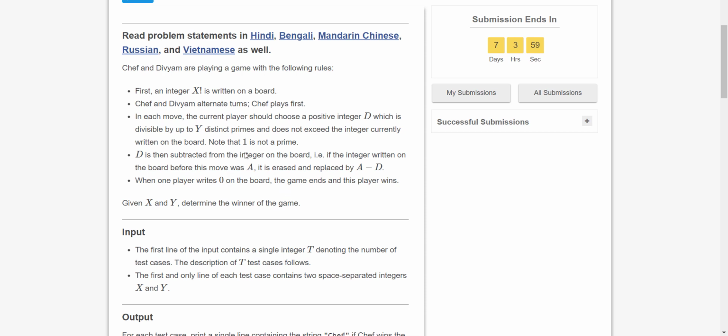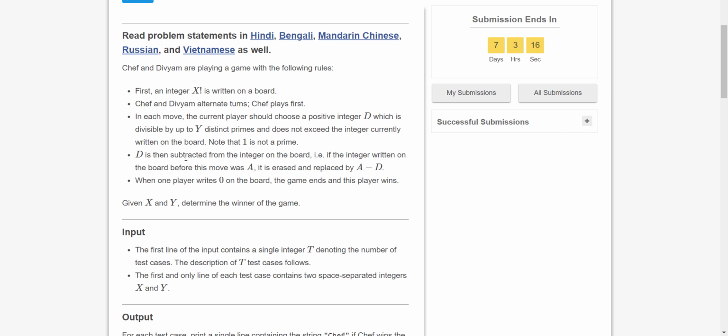Okay, so basically we are given an integer x. So Chef and Divyam will play alternatively, and Chef will be starting the game. They have to choose d such that it is divisible by y distinct primes. So what y distinct primes means is that if we take a number, let's say we take 24, we have to take the factors, that is 2, 2, 2 and 3. So it is divisible by 2 distinct primes, that is 2 and 3. 1 is not considered a prime, obviously. Then x is replaced by x minus d.